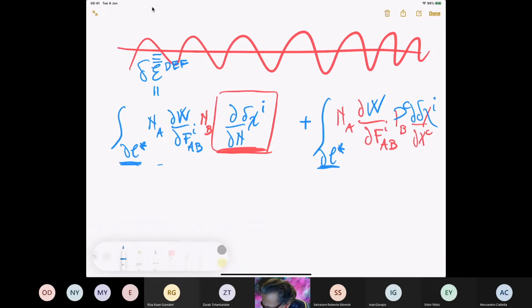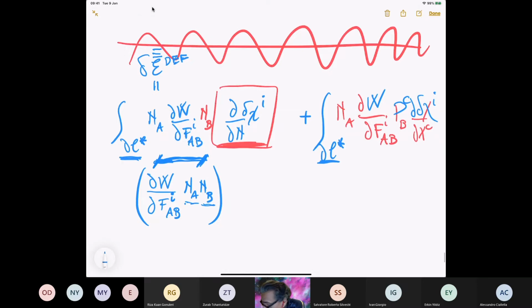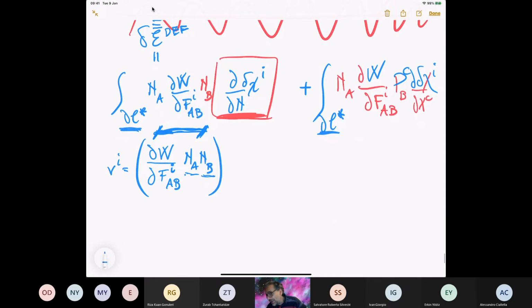What is this? You will discover that this is a completely new term which we will need to study. So this is dW over dFiAB, and you saturate nA and nB. So this is a quadratic function of the normal. And here you have a left index i. So this is a Lagrangian-Eulerian vector Vi. And you have that the normal derivative of the virtual displacement must be saturated with this Vi in our expression.